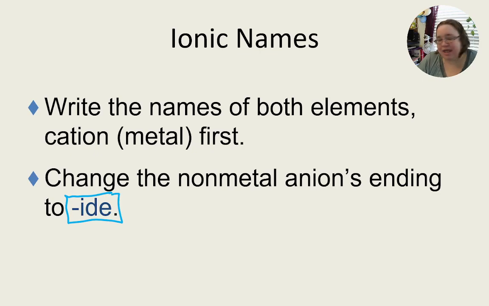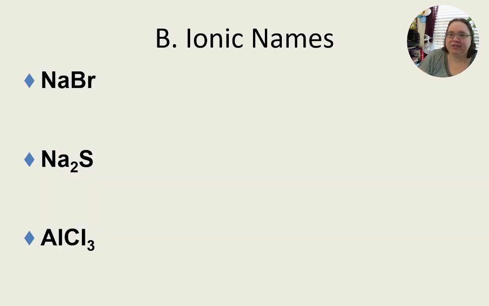Nitrogenide is not acceptable. That ending gets erased and replaced with IDE. So for these three examples, notice I'm giving you the symbols. I'm giving you the chemical formula, and I'm asking you for the name. So look at your periodic table. You do not need to memorize these. Your salmon-colored periodic table has the names of all the elements.